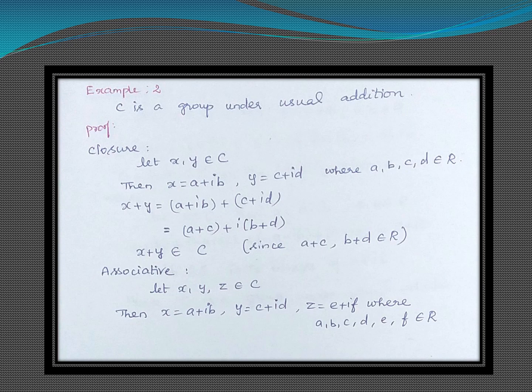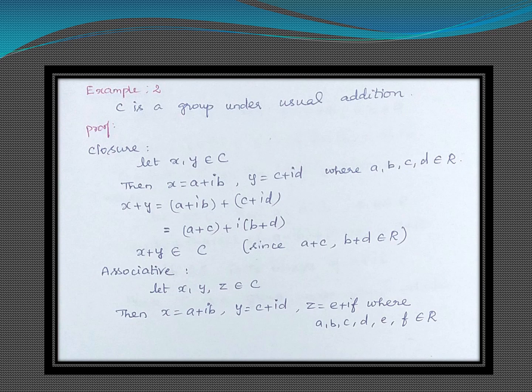Here a plus c and b plus d both belong to R. Therefore, automatically x plus y belongs to C. It will become a complex number. Then the second property, associative.